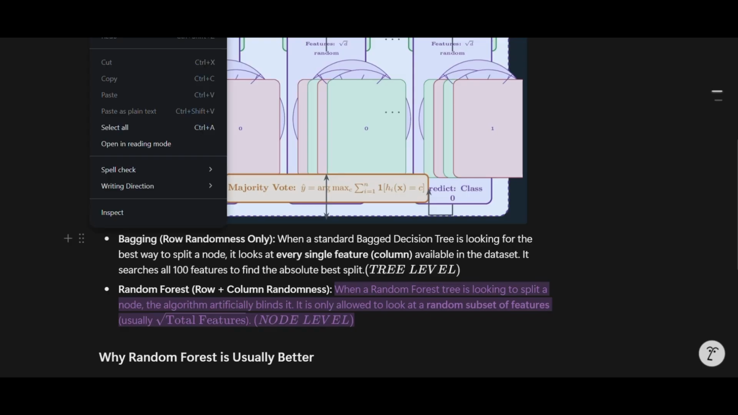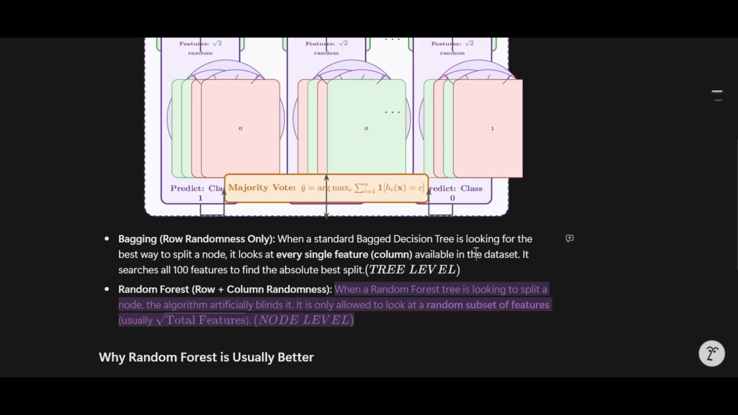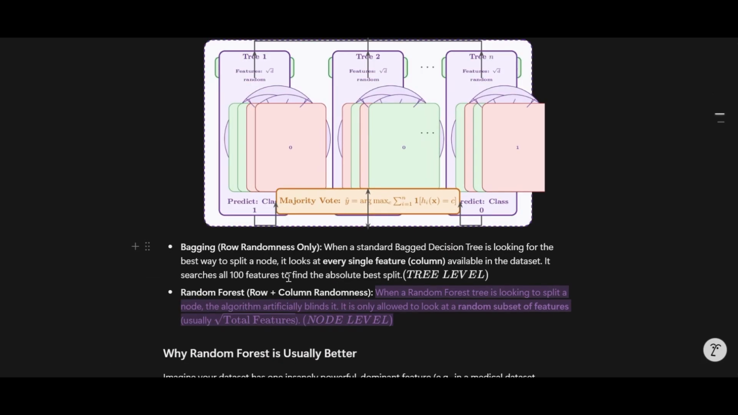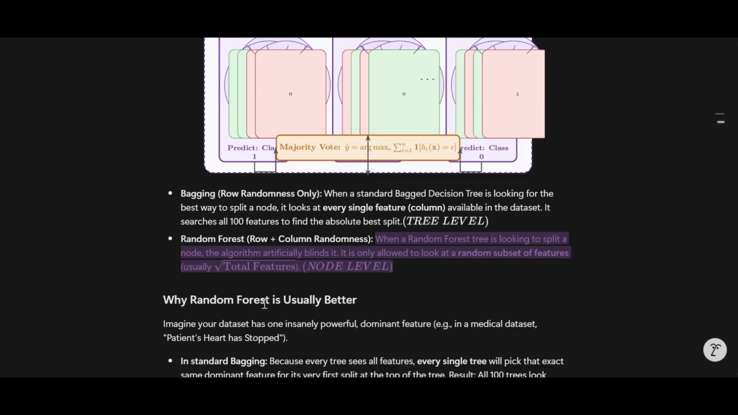In bagging, when a standard bagging decision tree is looking for the best way to split a node, it looks at every single feature available in the dataset. It searches all 100 features and finds the absolute best split. Whereas in random forest, when a tree is looking to split a node, the algorithm artificially blinds it. It is only allowed to look at a random subset of features, usually root of total features. So this type of randomness we are doing at node level, and that one we are doing at tree level.